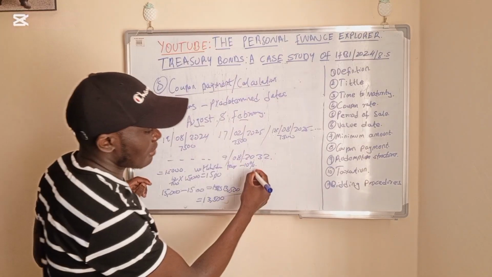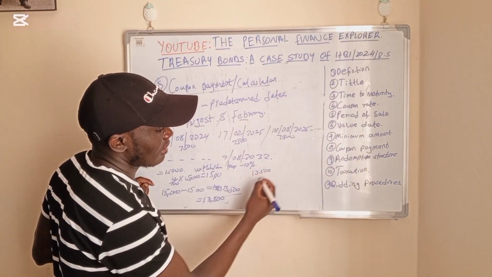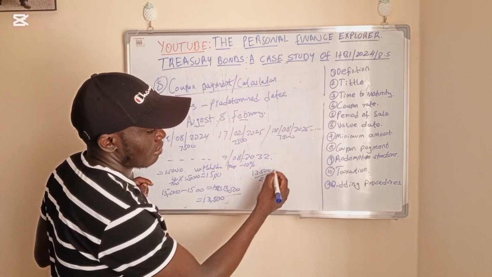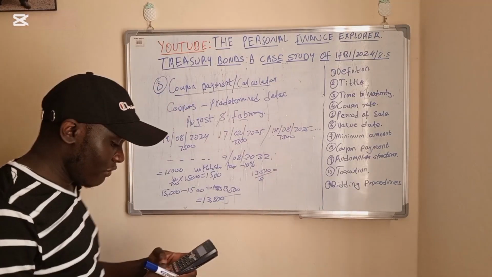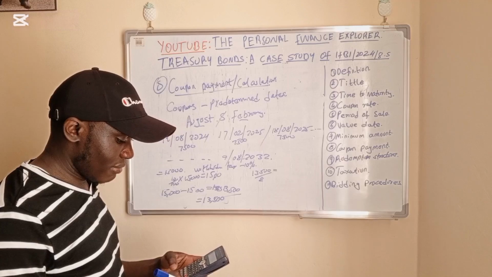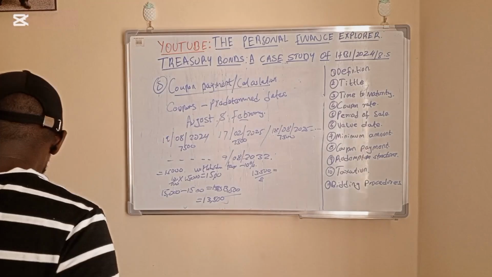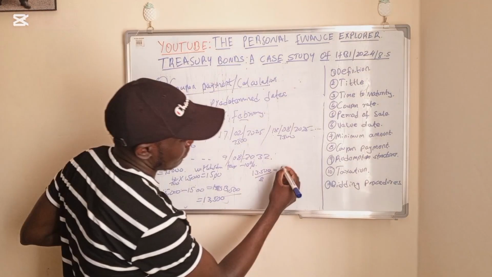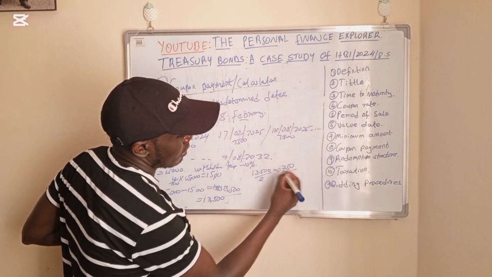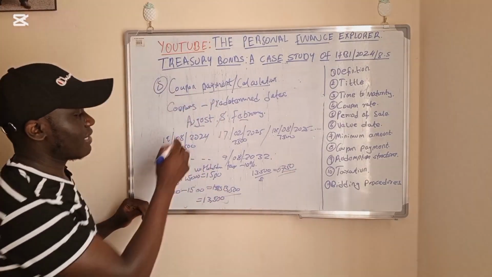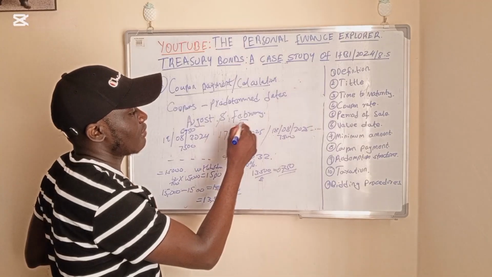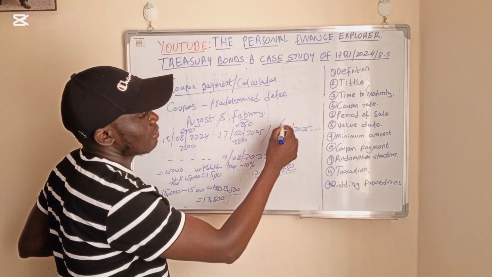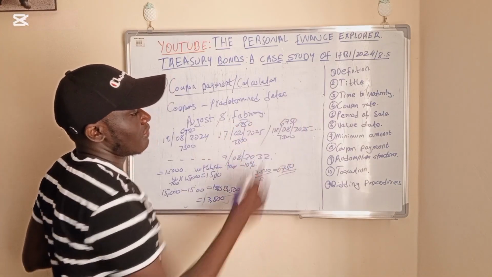So it is 13,500. You divide by 2 because of the 2 installments. And if you divide 13,500 by 2, you get 6,750. So here you will receive 6,750. Here you get to receive 6,750. Here you get to receive 6,750.